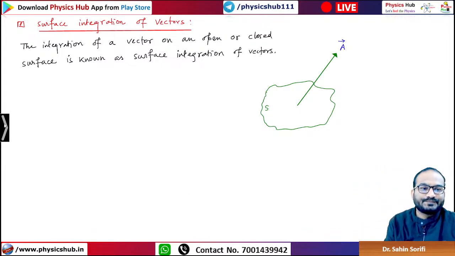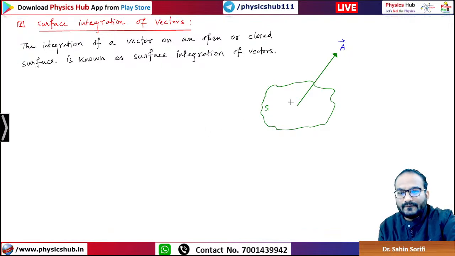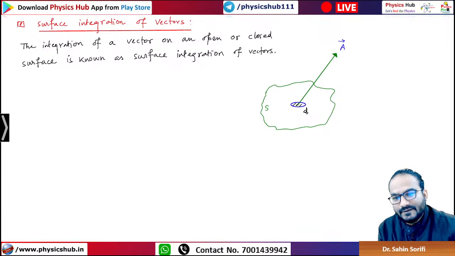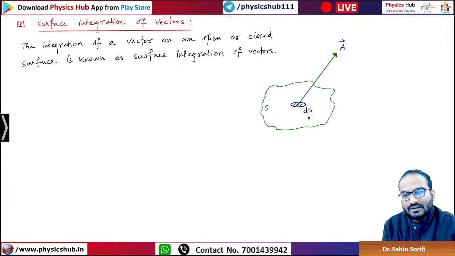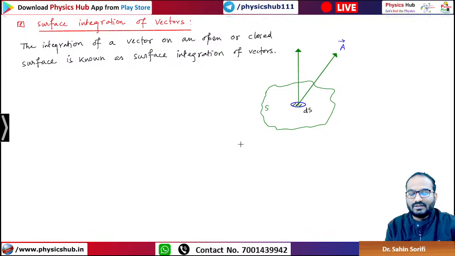Now let's say an infinitesimal area we are considering here, that is ds. The way we define line integral, the surface integral is defined in a very similar way. For line integral we took the tangent. For surface integral we have to consider the direction of the area vector n cap.